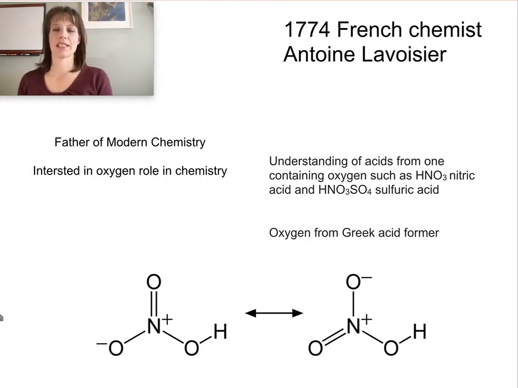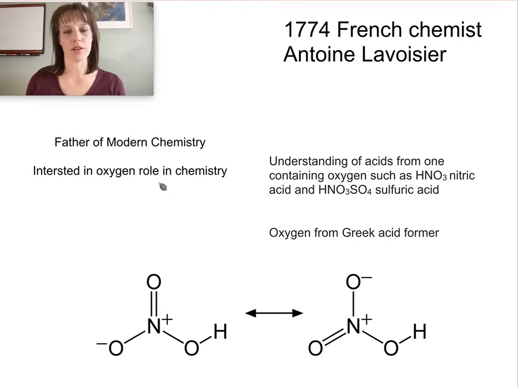So in 1774, the French chemist Antoine Lavoisier, who was also considered the father of modern chemistry, was interested in the role of oxygen in chemistry, and he understood that some of the acids, such as nitric acid, which we have here, and sulfuric acid, had oxygens in them. So he went ahead and said oxygen, from the Greek word oxys, is the acid former, and you can see this is nitric acid with 1 nitrogen, 3 oxygens, and the hydrogen here. And that's what he first started working with here.